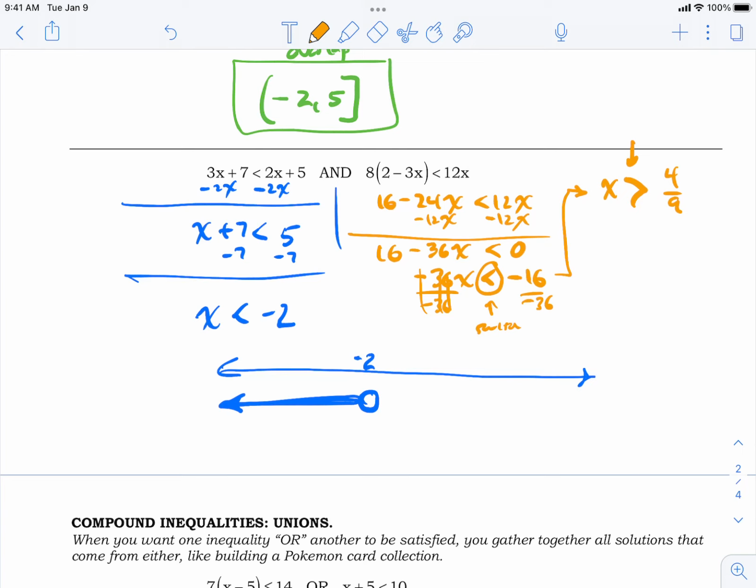Well, where's 4/9? Well, that's negative 2. 4/9 is positive. It's over here somewhere. Now this is another one of those strict inequalities. So it's an open circle. Everything to the right of 4/9. Okay, cool.